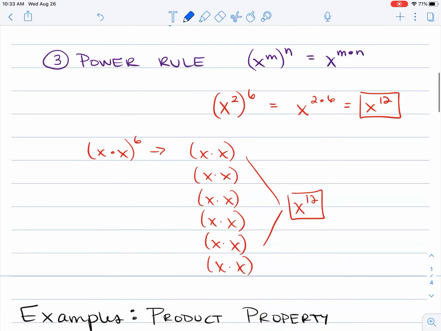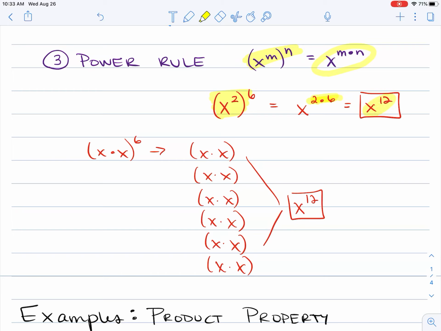The last property is the power property. And remember, that's when there's a power on the inside and then there's a power on the outside. And when that's the case, you multiply the two exponents. So again, I showed it below here. Here's my example, and I showed it by property. So I would multiply the two exponents and get x to the 12th.